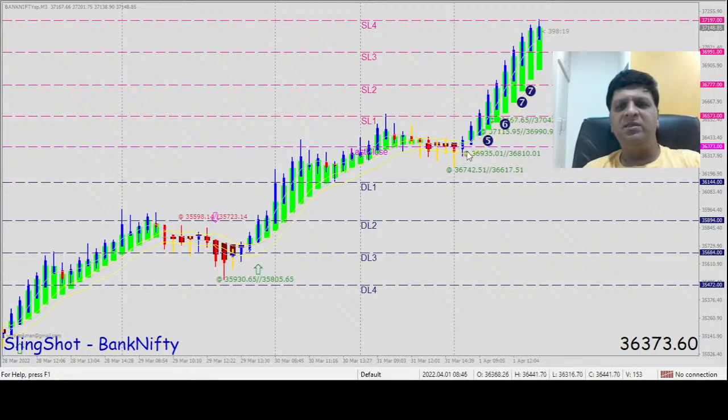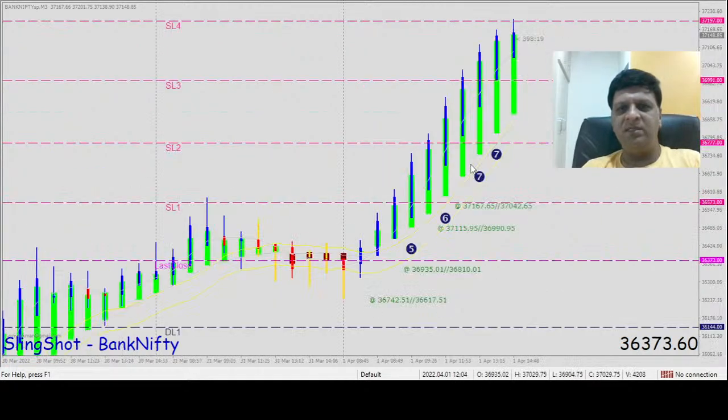The moment the market started penetrating above supply level 1, this is S1 close. As you realize, the SlingShot was bullish from the start of the day. You can see there's a green background, and then you've got this bluish candle, which typically designates a bullish trend. The day was set up as green, and that got confirmed while accepting and penetrating into supply level 1. Supply 1 was penetrated at 9:56 a.m. in the morning, with a close of 36617.